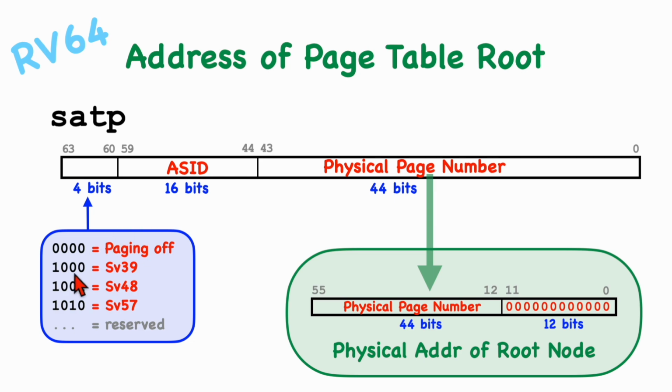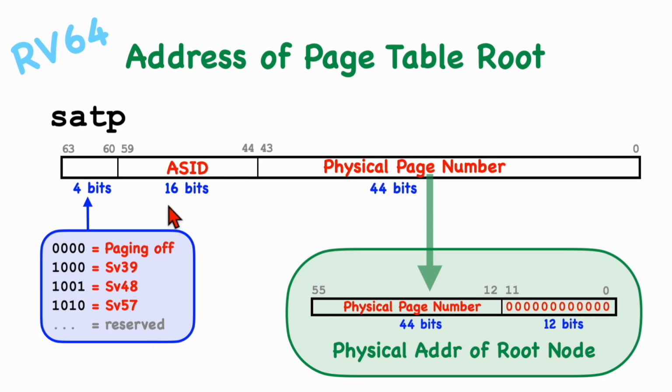The upper field tells whether paging is turned on or not, and if it's on, whether the core should use the SV39 scheme with 3-level trees, or the SV48 scheme with 4-level trees, or the SV57 scheme with 5-level trees. The other bit combinations are reserved and shouldn't be used. Also, your core might implement some of these schemes, but not all of them. I suspect that your core probably doesn't implement SV57. After all, who needs such gigantic virtual address spaces?